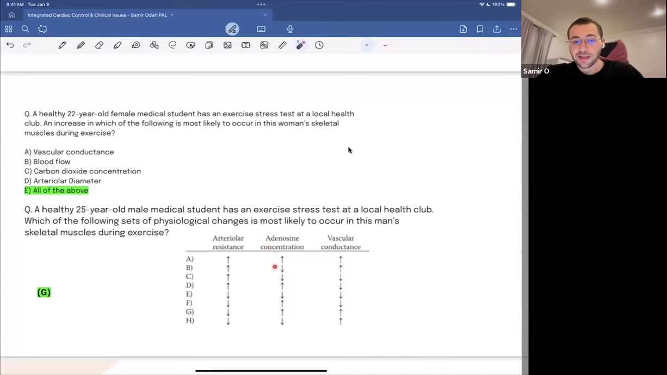Now, because adenosine is increasing, you do have that reflex, that metabolic theory of vasodilation, and this is going to cause a decrease in arterial resistance. Remember that a decrease in resistance means an increase in vascular conductance, because more blood is able to pass through those vessels because they're simply wider. And this is purely because of the metabolic theory, actually.